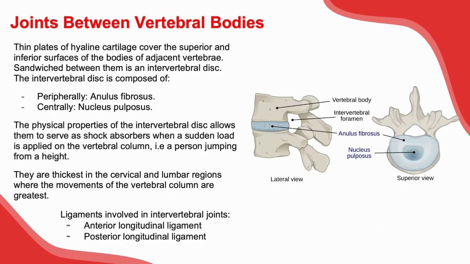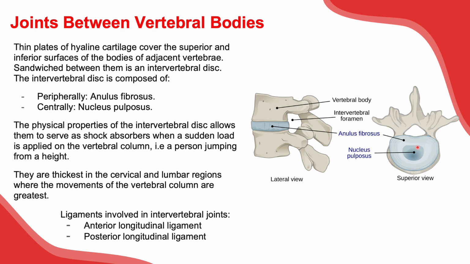Now we're going to be talking about the joints between the vertebral bodies. Between the vertebral bodies, we have thin plates of hyaline cartilage covering the superior and inferior surface of the bodies of adjacent vertebrae. Sandwiched between these thin plates of hyaline cartilage is an intervertebral disc. The intervertebral disc is composed of annulus fibrosus peripherally and nucleus pulposus centrally.